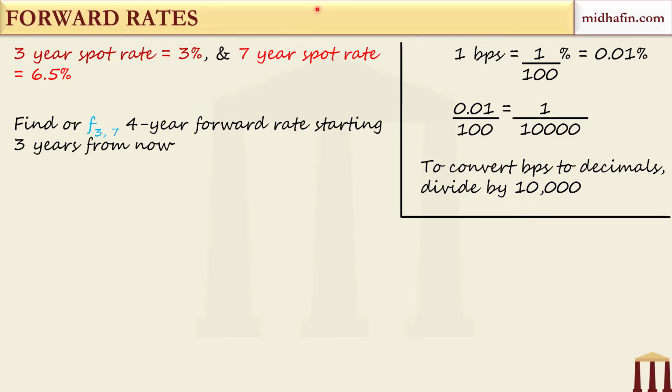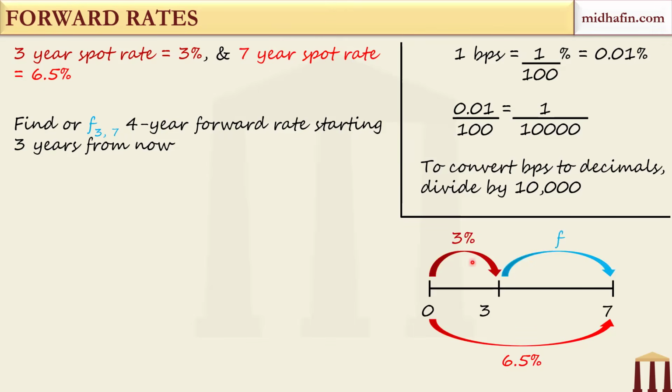As I said, it is always good to draw a timeline. Always. Especially in these kinds of questions, it will become very simple. This is your timeline. So from 0 to 3, you have 3%. From 0 to 7, you have 6.5%. You need the interest rate from 3 to 7. So this time period is 4 years, right? Between 3 to 7. So that's why it is the 4-year forward rate starting 3 years from now.